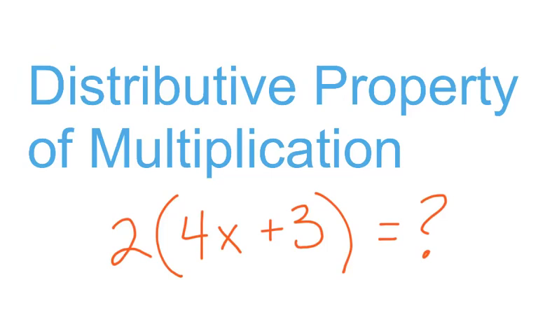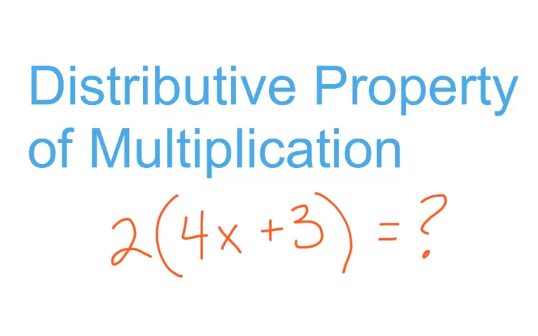The distributive property of multiplication. This is one of two different distributive properties, and they are essentially used to help you simplify your algebraic expression or algebraic equation. And in doing so, you're simplifying, in this example, with multiplication.